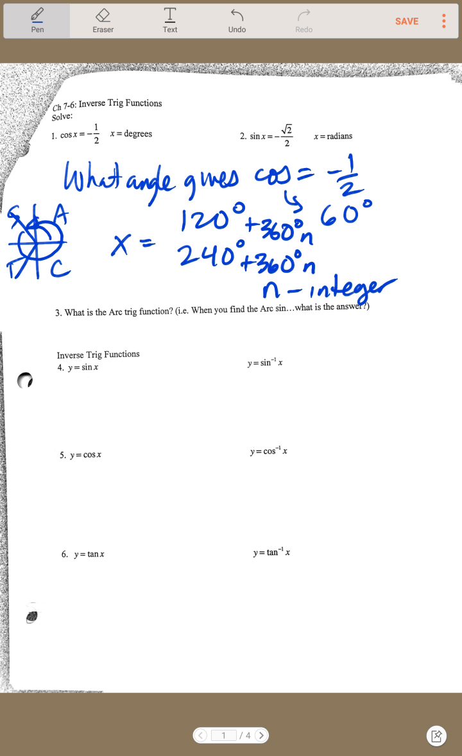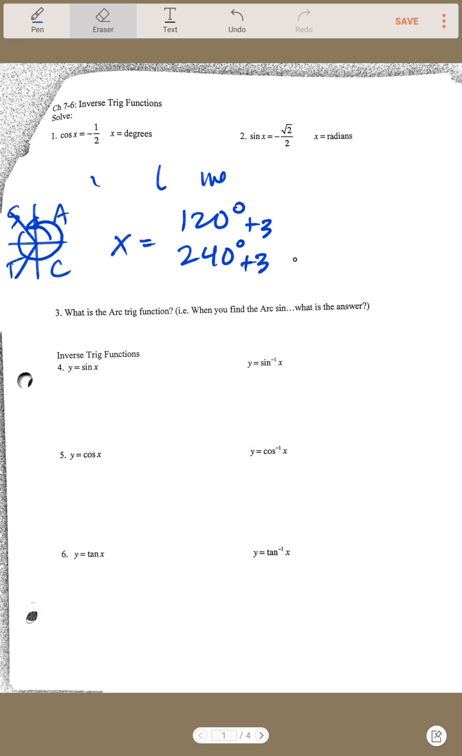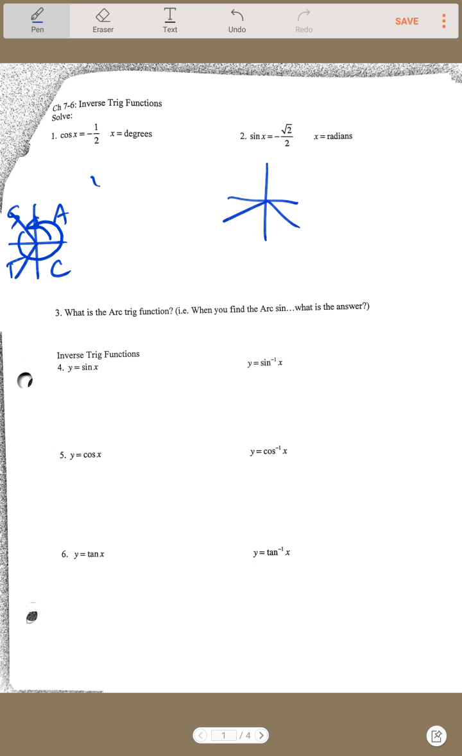Okay. We can also do the same thing for problem number 2, where it says sine of x equals negative root 2 over 2. And so we know that sine is a negative value if we are in quadrant 3 and in quadrant 4. We also know that sine gives us a value of root 2 over 2 when we have a reference angle of pi over 4. Keep in mind we're looking for our angle in radians now.